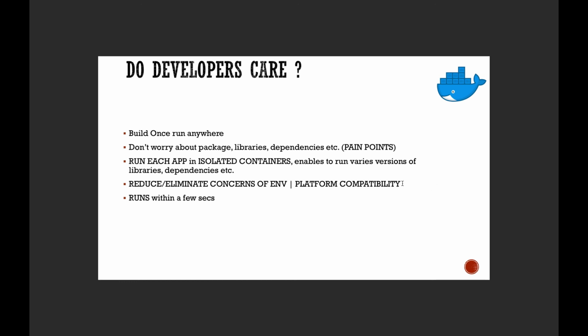So earlier, the developers needed to care about whether it would run in Windows, Linux, or various other OSs. Similarly, they needed to care about the environment. Sometimes it used to work on their own machine, but not on some other machine, or the cloud, like private, public. So those things are reduced with the help of Docker. And other than that, it is very fast to run Docker, and it is very lightweight, and it runs within a few seconds.